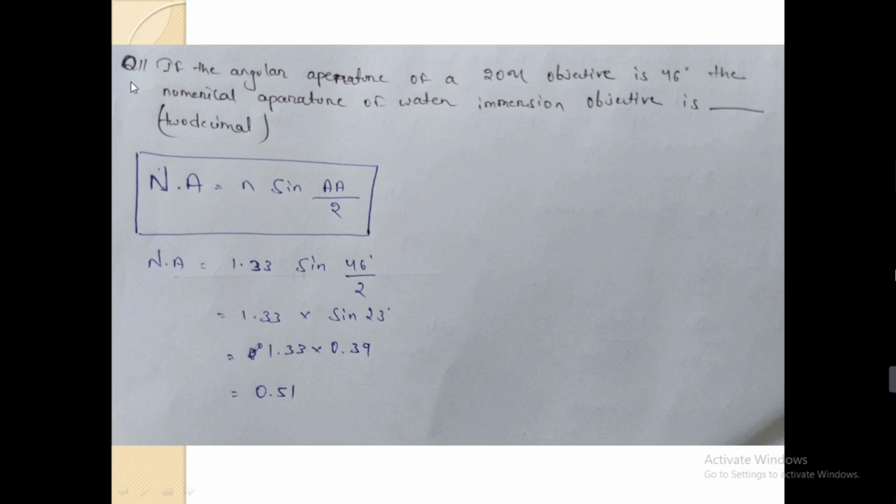ये न्यूमेरिकल को सॉल्व करने के लिए हमको ये फॉर्मूला याद रखना पड़ेगा. दिस इज द इम्पोर्टेंट फॉर्मूला. Numerical aperture equals n sin of angular aperture divided by 2. So, numerical aperture equals 1.33 into sin 46 by 2. So, the answer is 1.33 into sin 23. So, now हम मल्टीप्लाई करके आंसर निकाल सकते हैं 0.51.